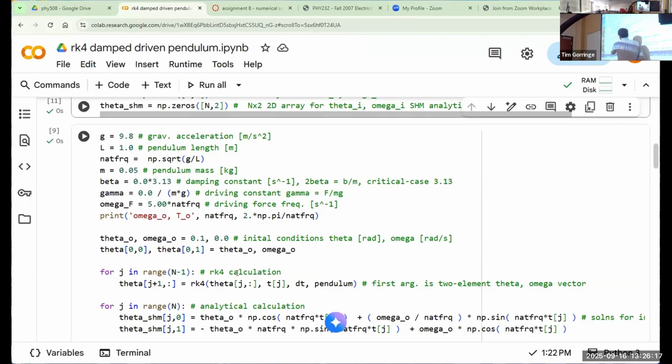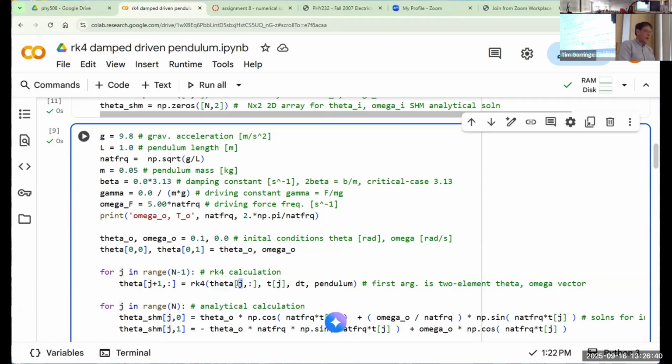I wrote the indexing of theta, the current value, and the indexing of the future value, in kind of a funny way, but I wanted to emphasize that. So this first index here represents the time.